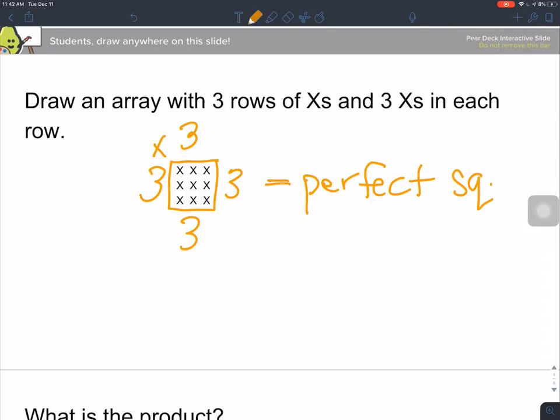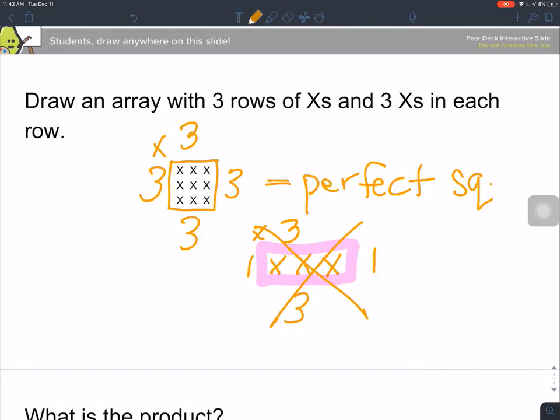Well, 3 has other factors. One group of 3 also makes the product 3. What do you notice about this shape, though? Do the sides all equal? This looks more like a rectangle. So this is not a perfect square.